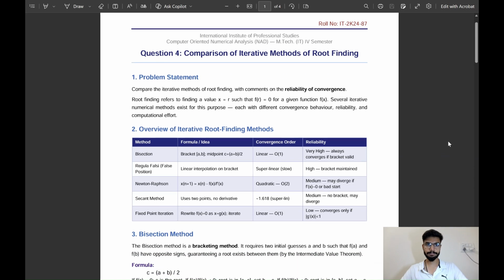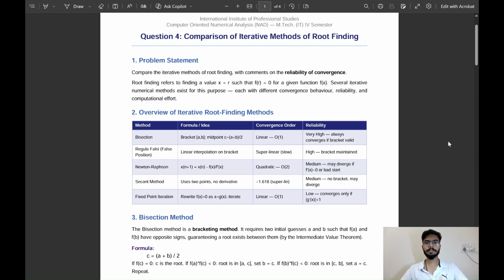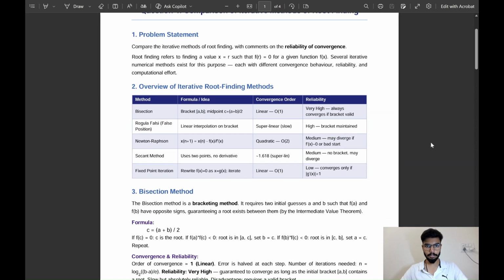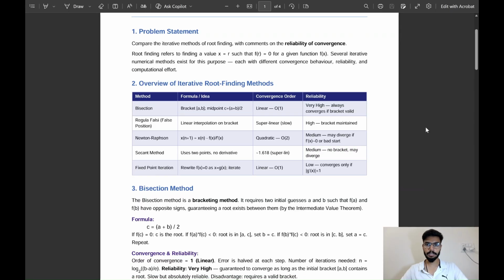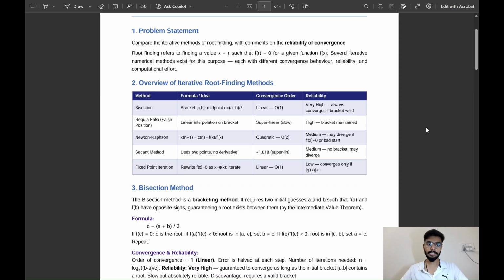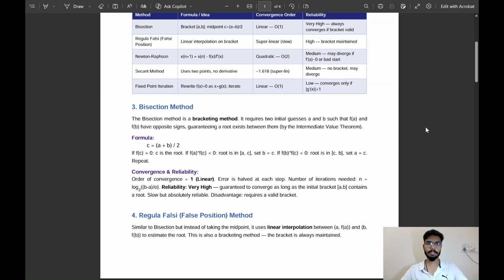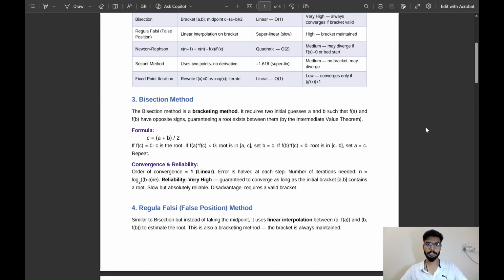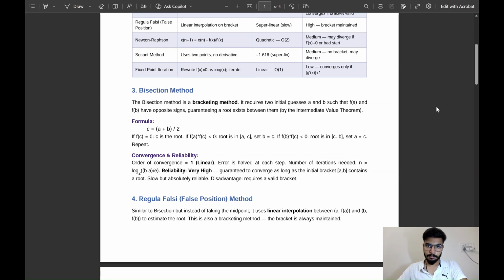Now see, we have methods for finding roots. We have the bisection method, Regula Falsi method, Newton-Raphson method, Secant method, and fixed point iteration method. Down in the table you can see the methods, the formula, the convergence order, and reliability. Down below we will talk in detail about them. So let's start first with our bisection method. See what our bisection method says.